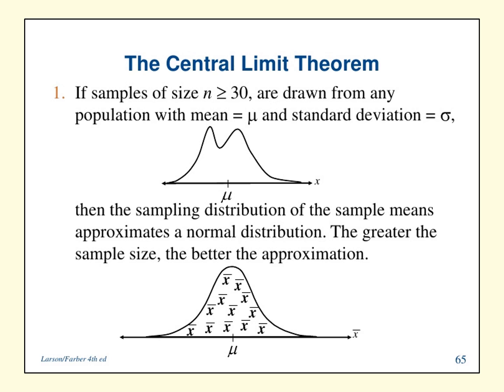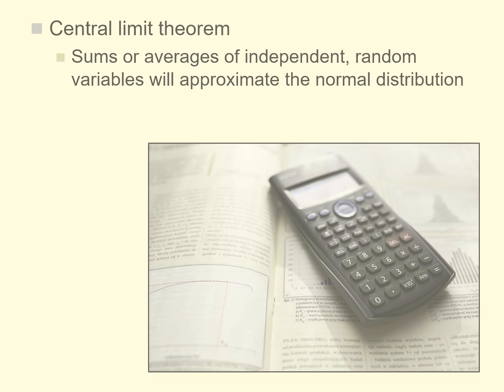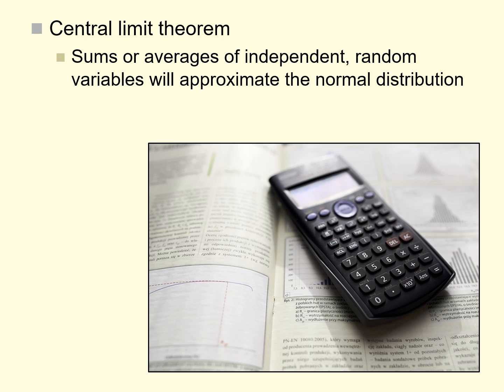So the central limit theorem tells us that large size samples are associated with sampling distributions that approximate a normal curve, and that the larger the sample sizes get, the better that approximation gets. If we want to be a little bit more technical about it, the central limit theorem is telling us that sums, just like what we did in this simulation, or averages of independent random variables will approximate a normal distribution.